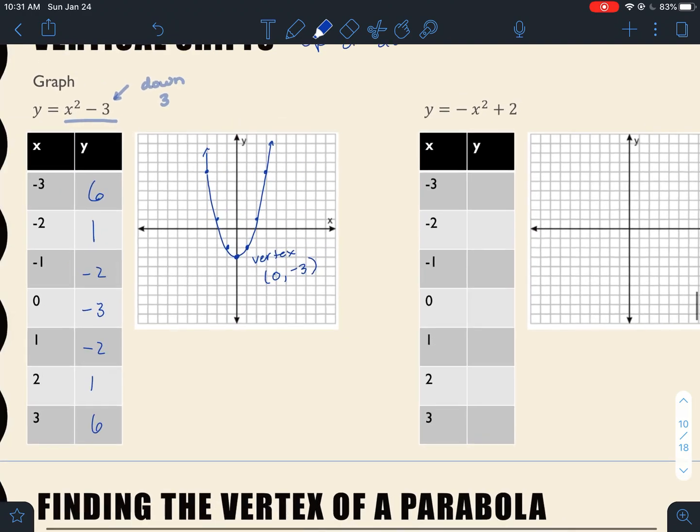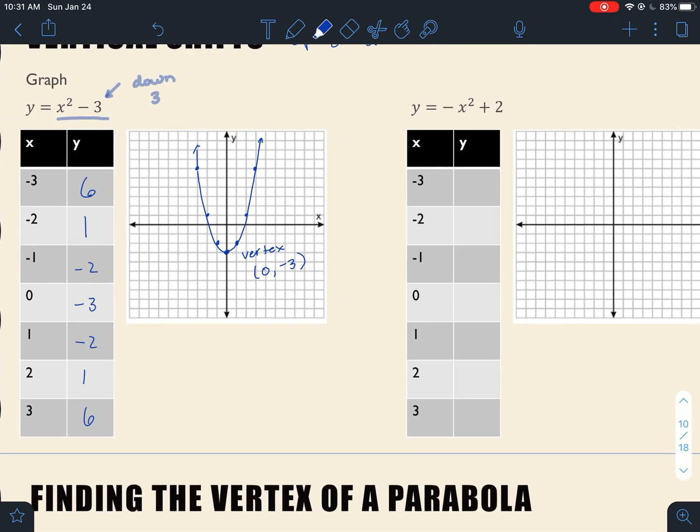All right, so let's say we have y equals negative x squared plus 2. So notice a in this problem is negative 1, so the parabola should open down since it's negative, and that plus 2 should move the parabola up 2. Well, let's try. So we're going to do negative 1 times x squared and then plus 2. So again, do the exponents first. Negative 3 squared is 9. Then times negative 1 is negative 9. Plus 2 is negative 7.